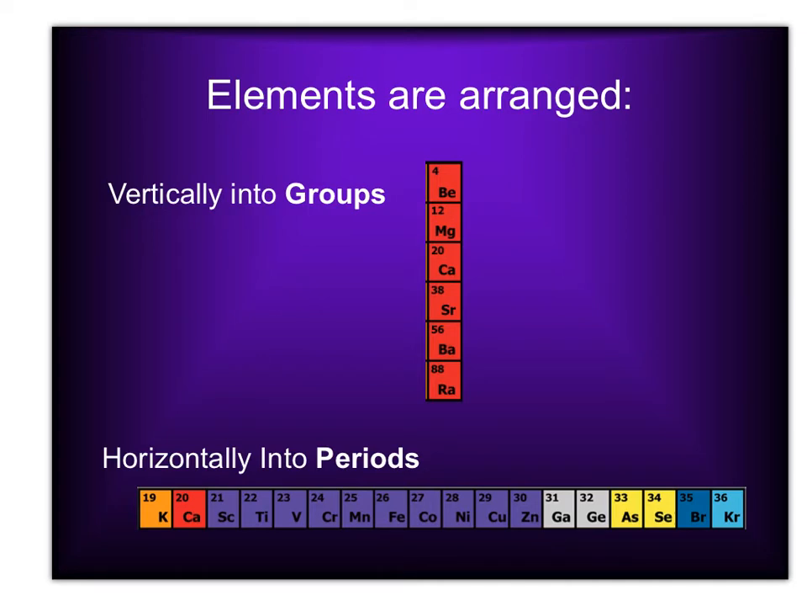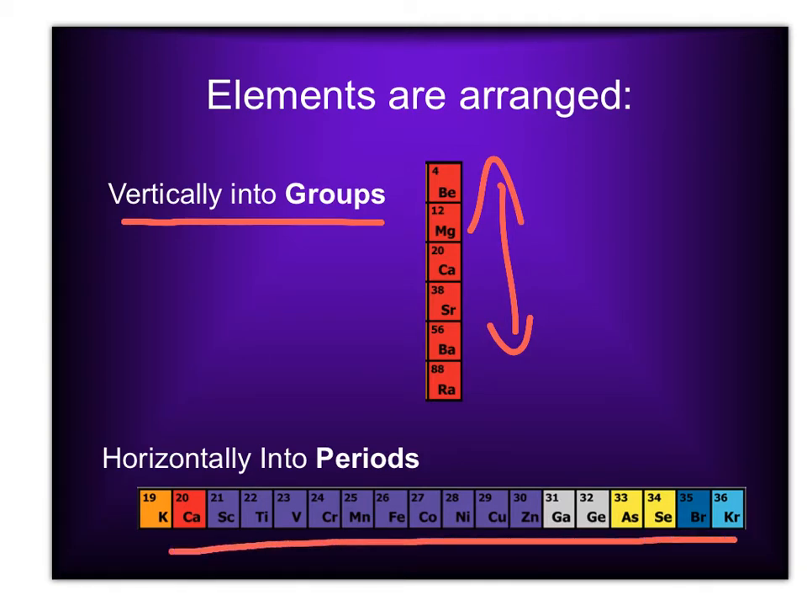All right, remember this, folks. Elements are arranged vertically. That means up and down into groups, right? So groups are up and down. There's 18 of them. I had you number them on your periodic table. And then they are organized horizontally, right, side to side, into what we call periods, of which there are, I believe, 7.